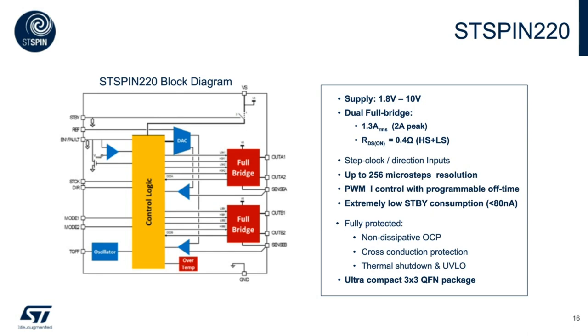The ST-SPIN 220 has a step clock and a direction pin for PWM control with programmable off time. The microstepping resolution is 1 over 256 microsteps. One of the key requirements for mobile or portable applications is a quiescent current. The ST-SPIN 220 has only 80 nanoamp leakage current in sleep mode due to the fact that the entire logic is disconnected from the power supply using a built-in semiconductor switch.